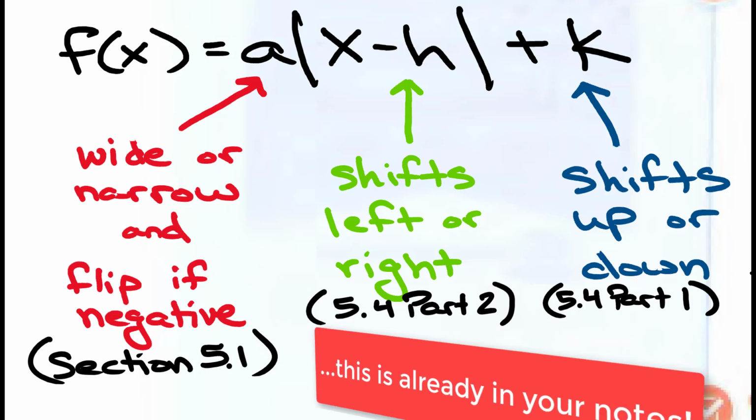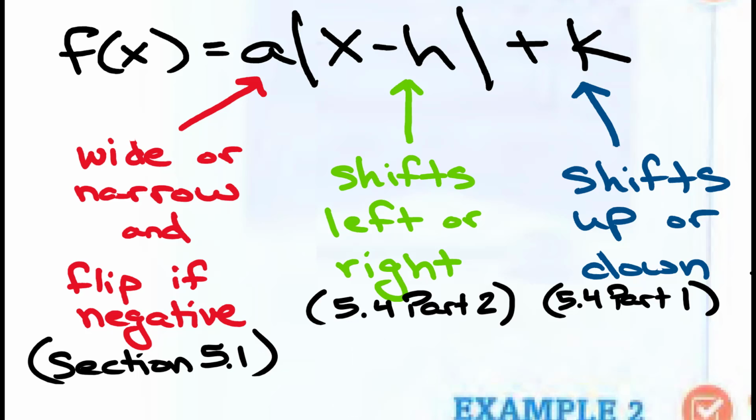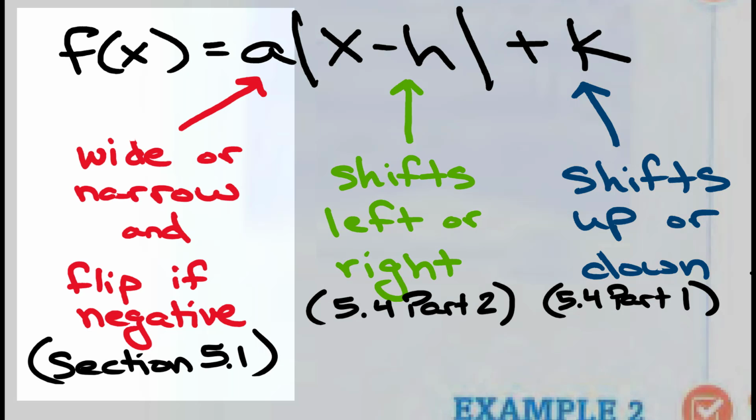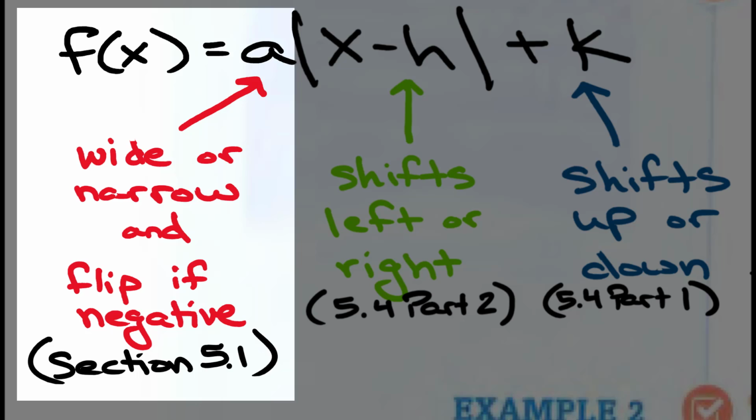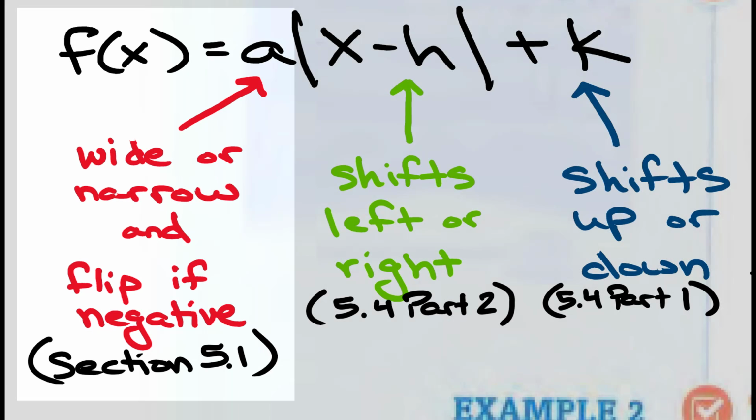Just recall the function for an absolute value graph is written as a times the absolute value of x minus h plus k. In section 5.1, we learned about how a affects our graph. If a was a fraction less than 1, our graph was going to be wider. That represented the slope of the two lines. If our a was larger than 1, then we would have a more narrow graph with steeper slopes. And if a was negative, that told us we needed to flip our inequality, and it would open down.